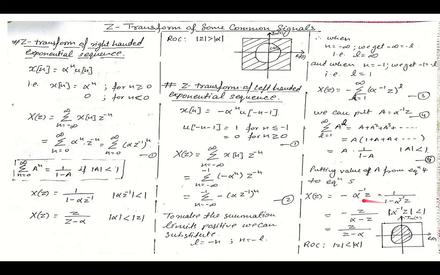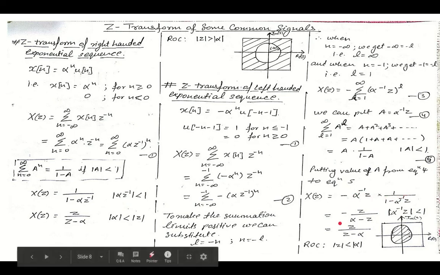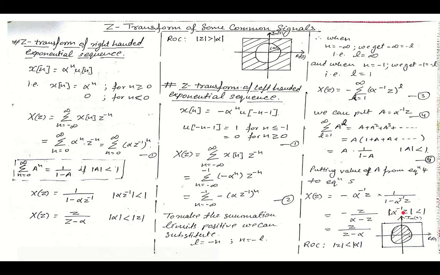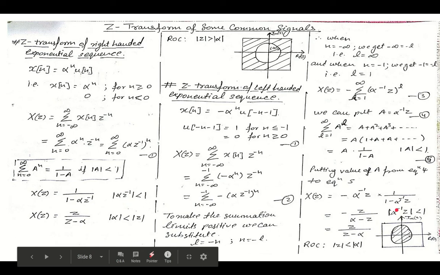So after rearranging these values I get minus z upon alpha minus z. Now this minus is outside, I can take it inside, and if I take it to the denominator side, then it will result in z upon z minus alpha. And similarly this modulus will have 1 upon alpha over here, so this alpha will go on the right hand side, and then mod of z less than mod of alpha will be our ROC.